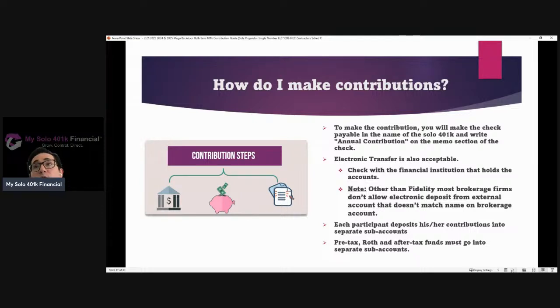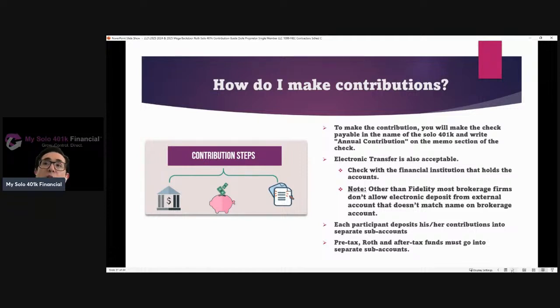Now, we are neutral as far as where customers open up the accounts, but we're very hands-on in helping customers open up the accounts at the bank or brokerage of choice. The top brokerage option is Fidelity. One of the reasons is that Fidelity has the most options in terms of being able to make contributions. Fidelity will allow for electronic deposits from external accounts where the name doesn't match the name on the brokerage account. Because remember, that brokerage account is going to be set up under the name of the plan, and the individual might be making contributions from, say, their personal account or their business account. But Fidelity is the exception in comparison to the other brokerages where customers are opening up accounts.